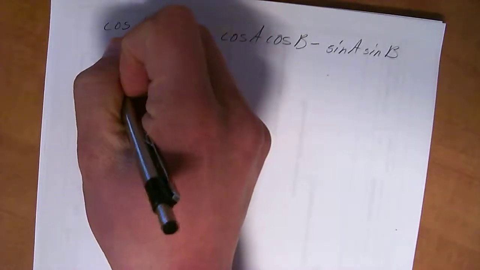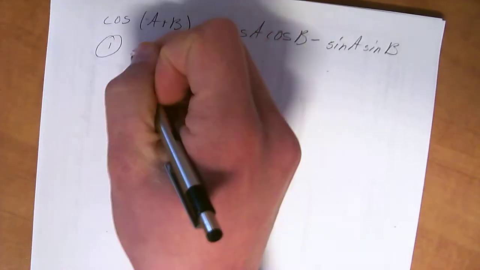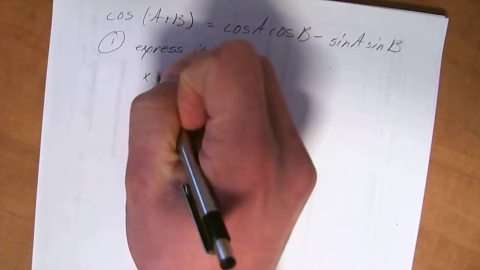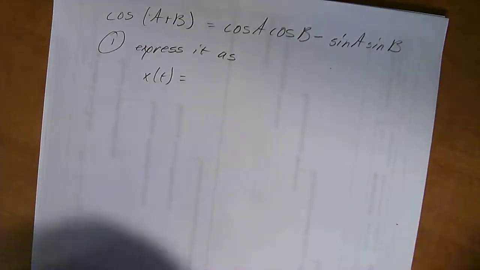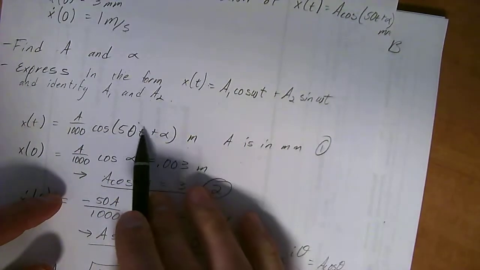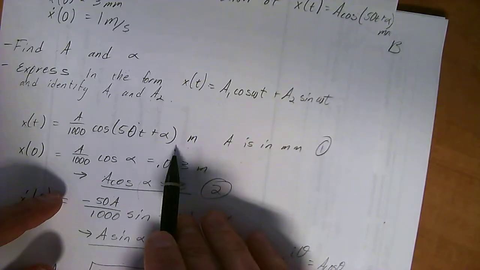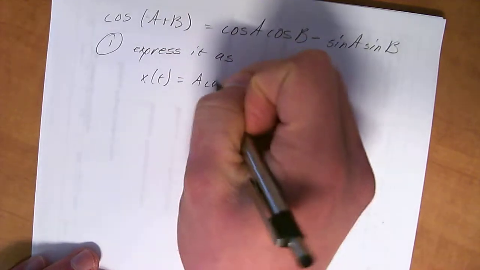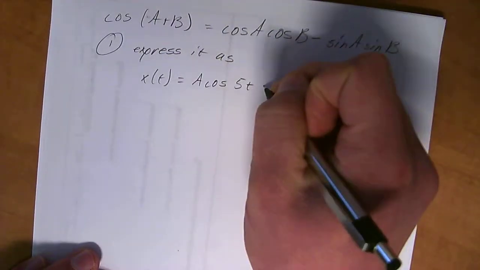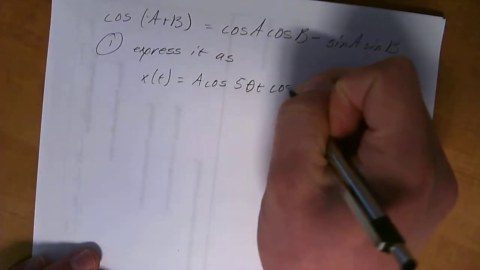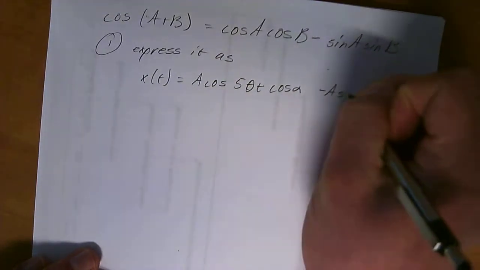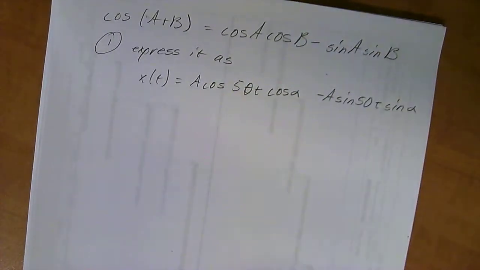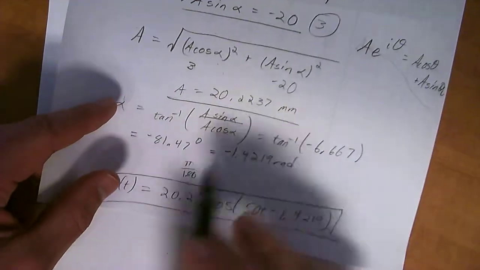So we're going to use equation 1. Using equation 1, we can express it as x of t is equal to, I'm going to go ahead and show you equation 1. Equation 1 right here is the very first home equation that we used. x of t is equal to a cosine 50t cosine alpha minus a sine 50t sine alpha. Okay, so go ahead and look at this.